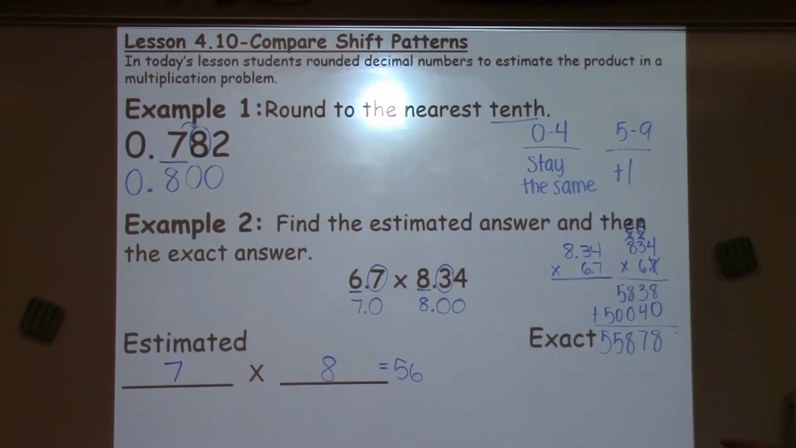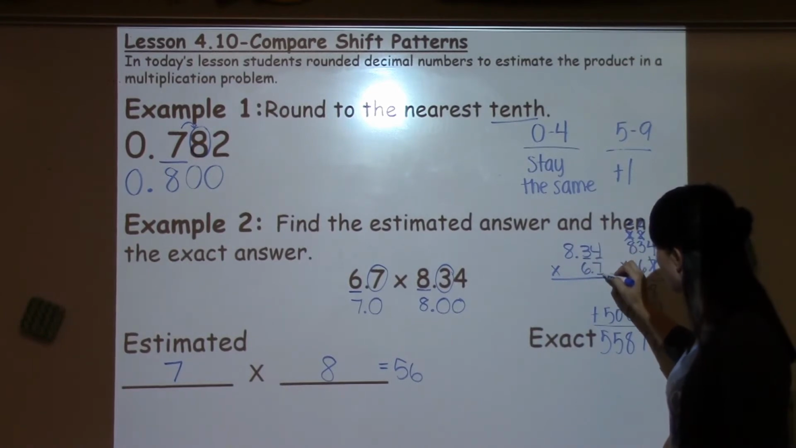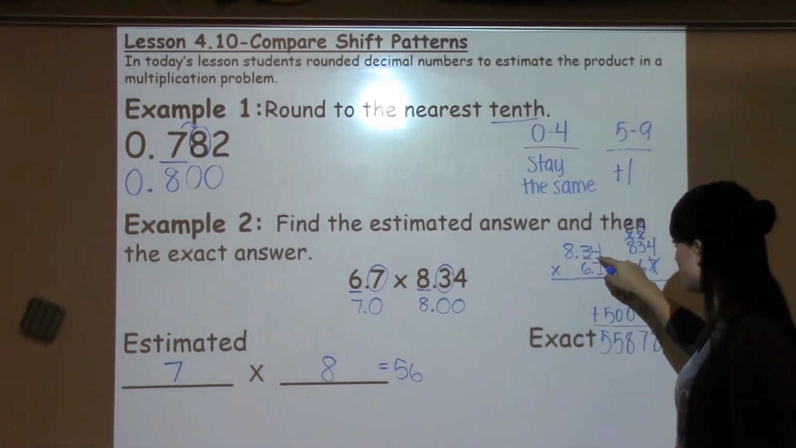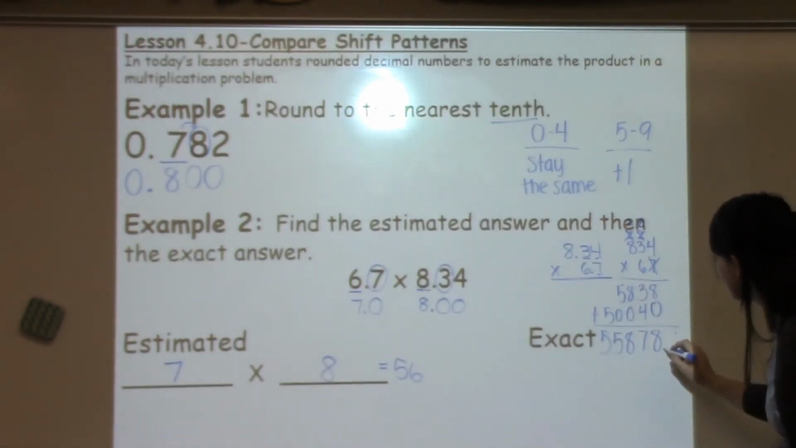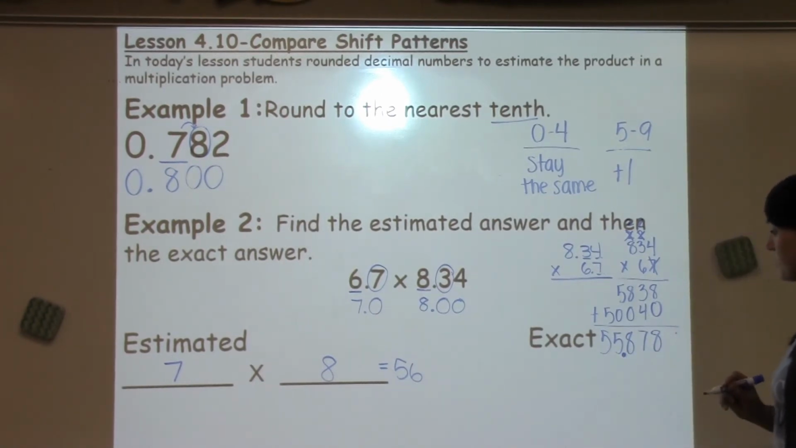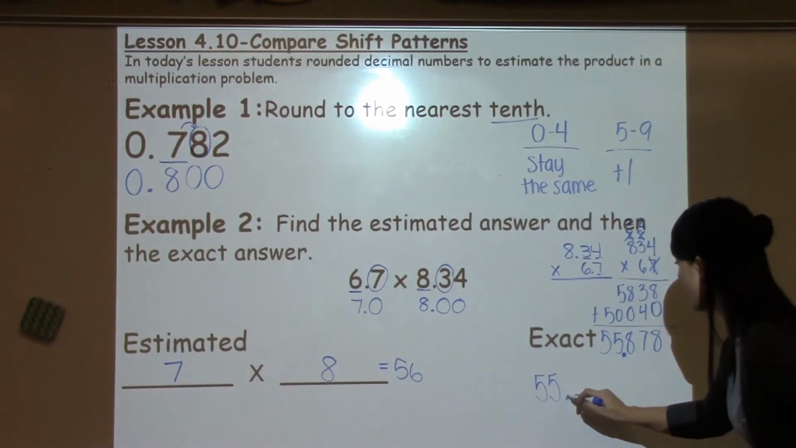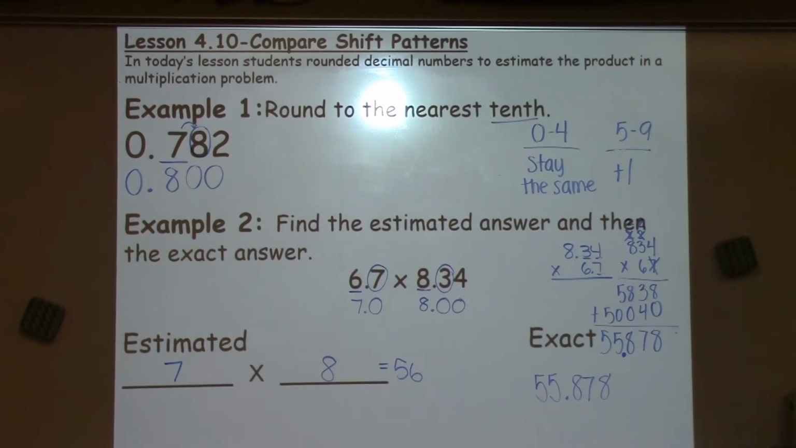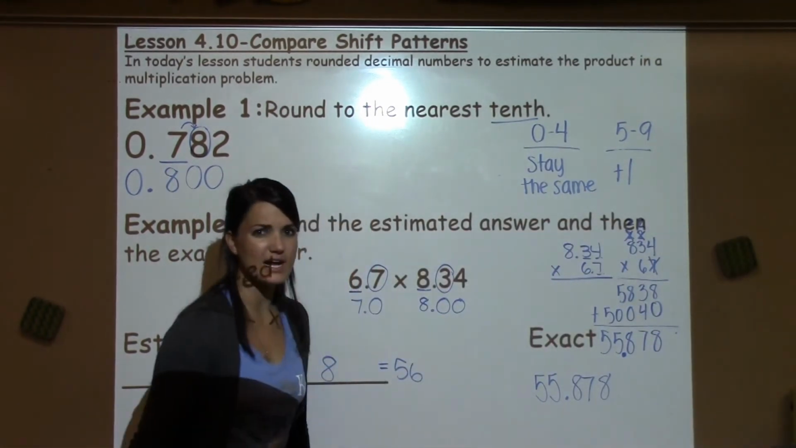Now, this is not my final answer. I have to go back to my original problem and see how many total numbers are behind my decimal. In this problem, there are 1, 2, 3 total numbers behind my decimal. So I need to write 3 total numbers behind my decimal in my problem for a final answer of 55 and 878 thousandths.